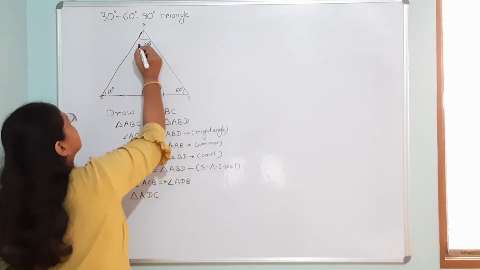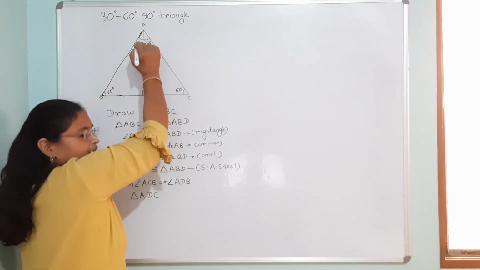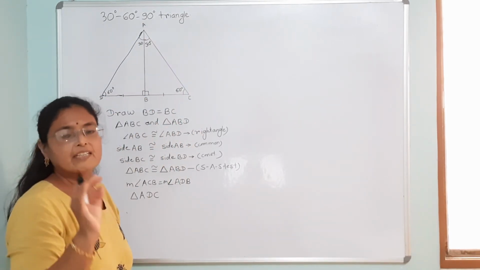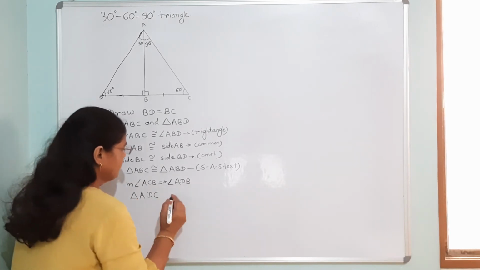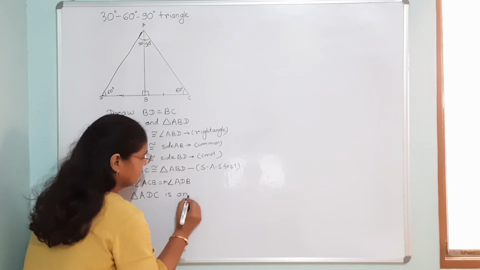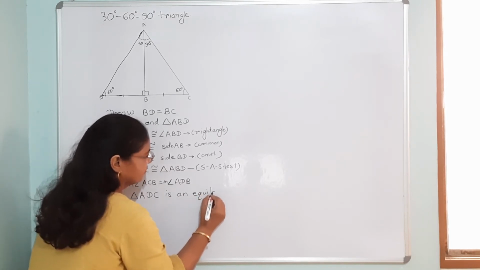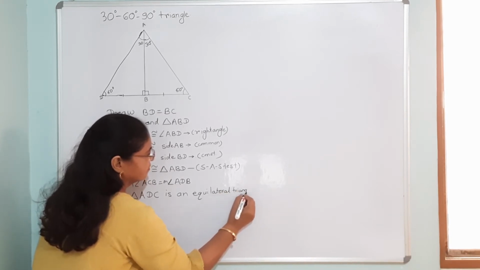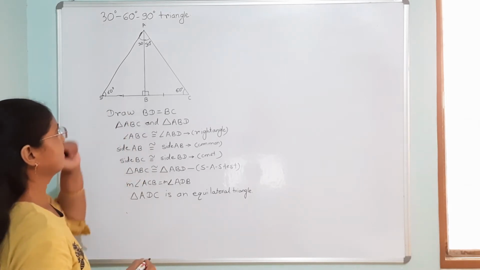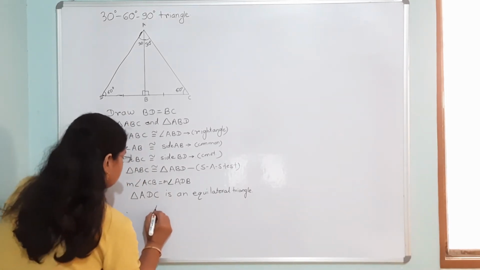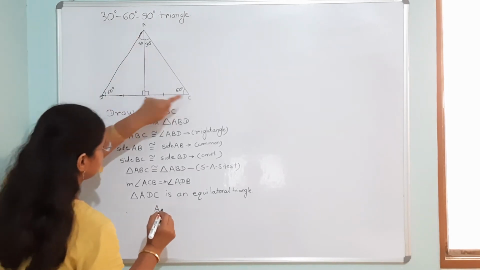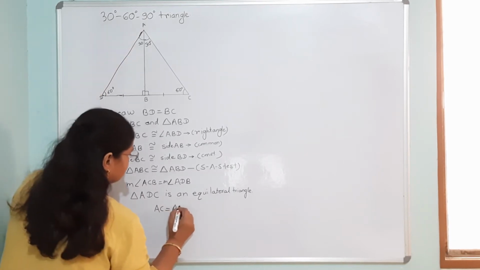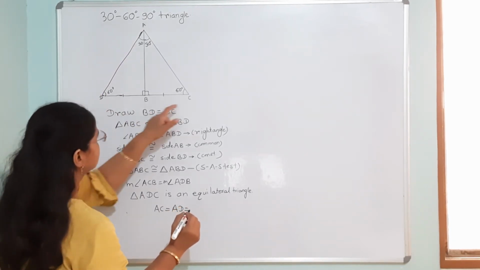So if this whole angle becomes 60 degrees, that means ADC has all 60 degree angles. That means triangle ADC is an equilateral triangle. As it is an equilateral triangle, that means side AC is equal to side AD, equal to side DC.